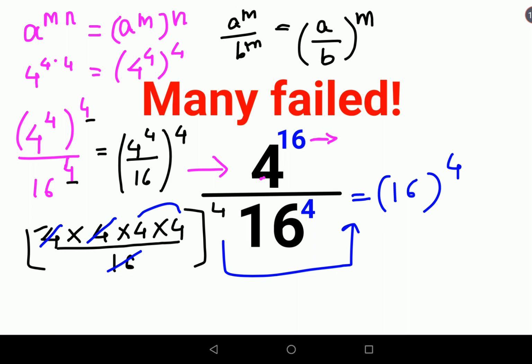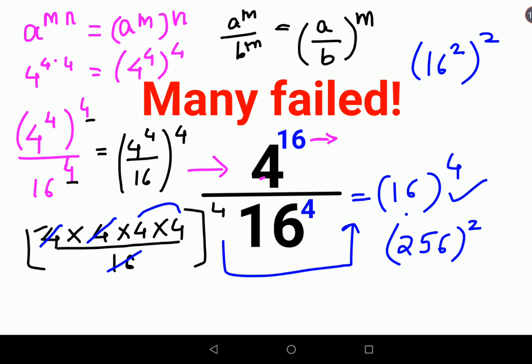Yes, if this was the option, you would have marked this, or the option could have also been 256 raised to 2. Now, why is that? Because see, 256 is nothing but 16 square. The whole raised to 2 again gets you basically 16 raised to 4. Okay. So basically, we can say both of these are one and the same. So either of the two, whatever is given in your options, you should mark that answer.